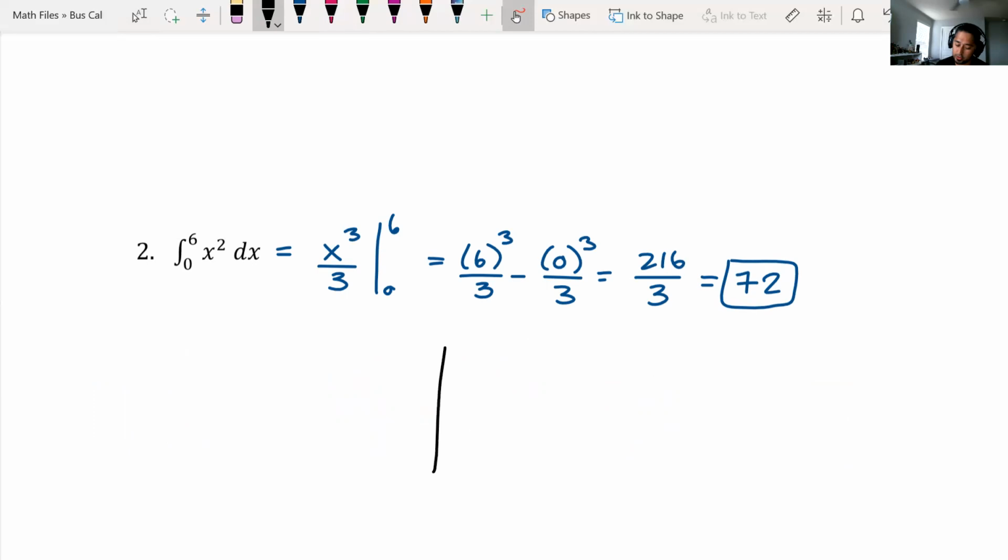And again, if I drew another picture of what we were doing, here's the graph of x squared. And let's say that here's 0 and here's 6. So all we found was this area down below, which happens to be 72. So if you think about it, derivatives find slope and antiderivatives find area. So pretty crazy.